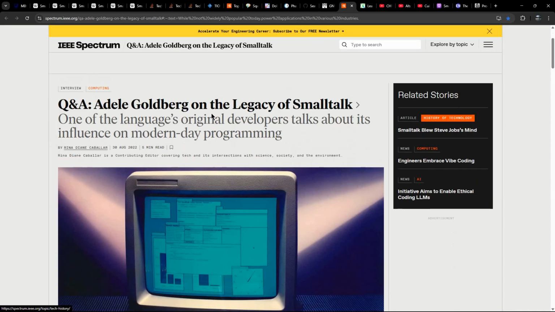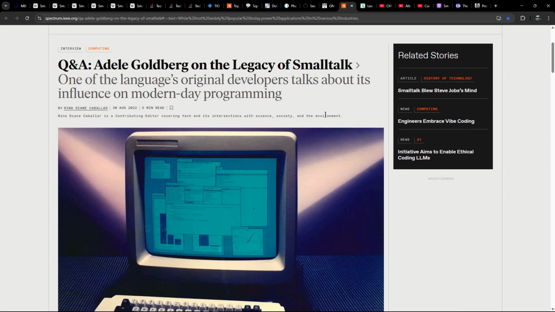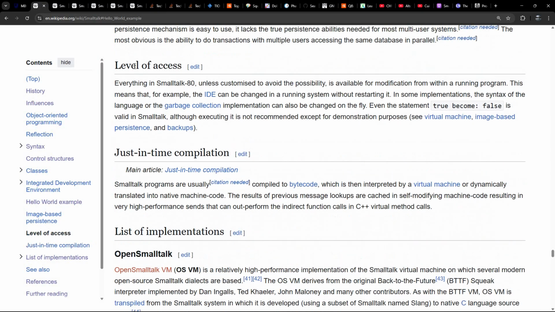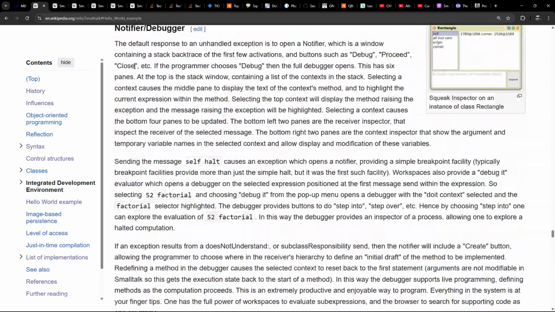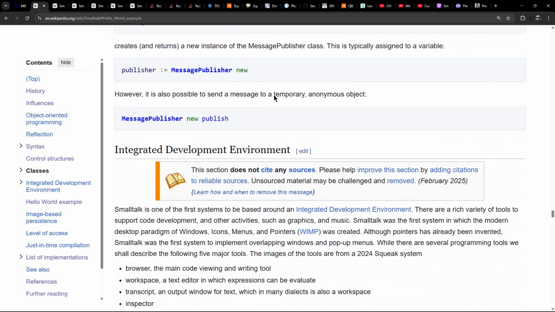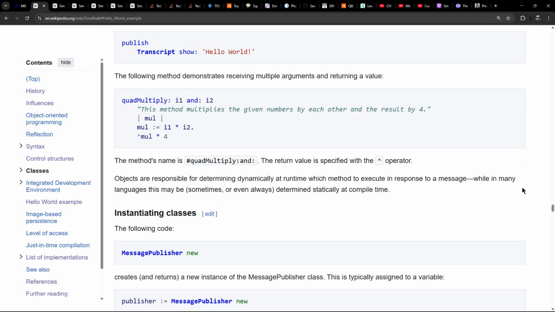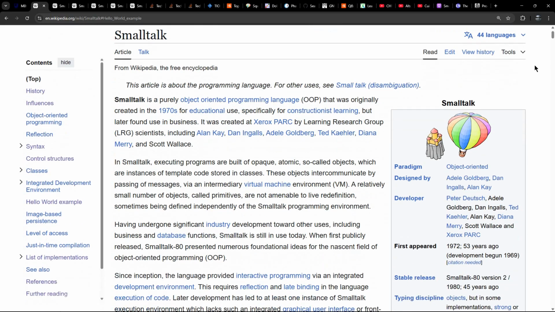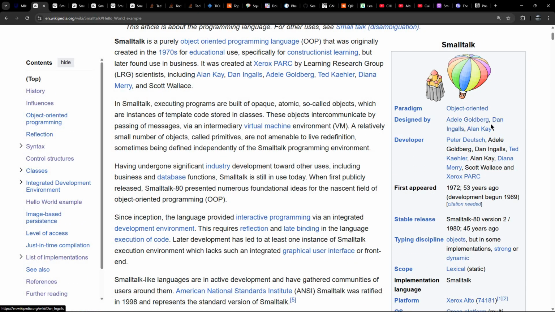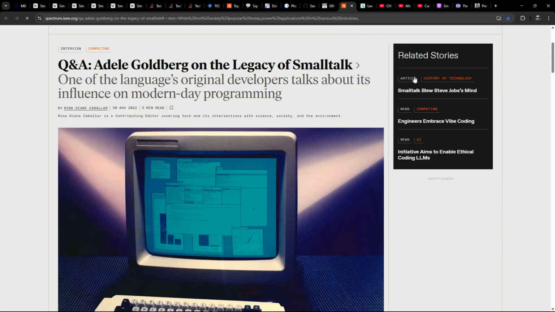I'll include this interesting article about the legacy of Smalltalk as well, a link to that, Adele Goldberg. And if you go back, you might see certain people in the history of the language, their names name-checked in various articles. So here we go. Oh, there we go. So that'd be handy.